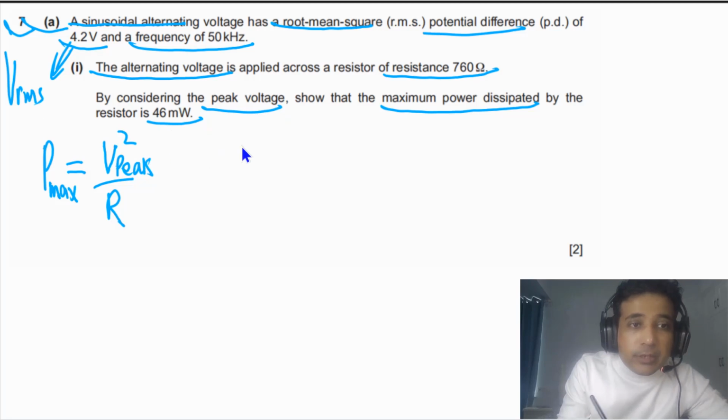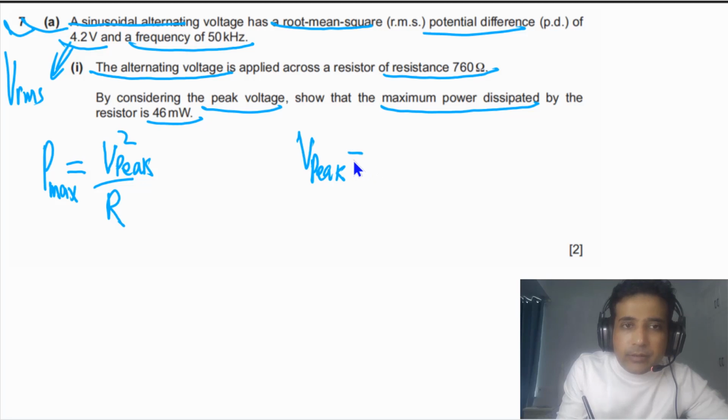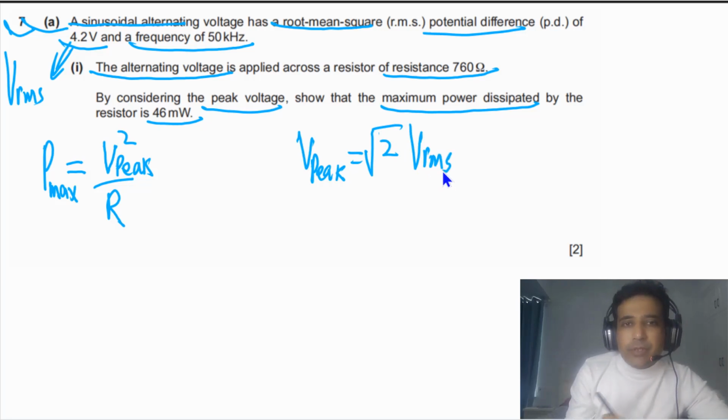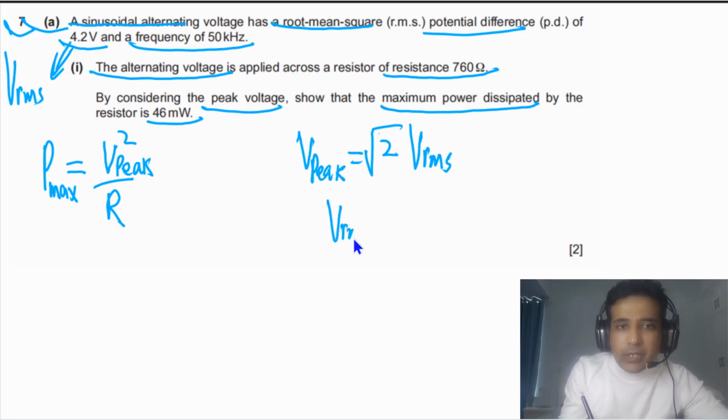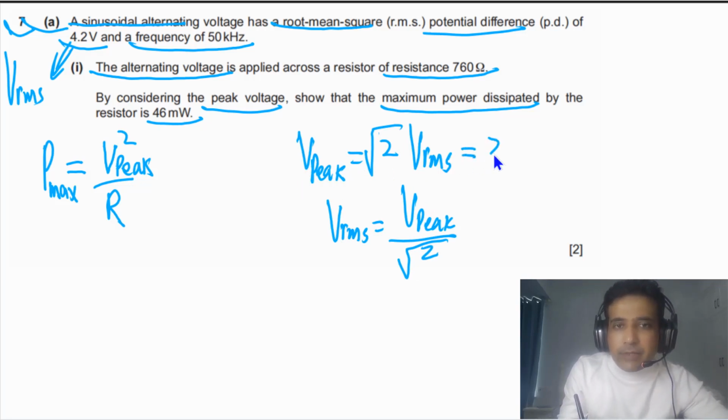Simply, we can write down the peak value: this will be equal to root 2 times V RMS. Most of the time, students just remember V RMS, so you can also write V RMS is equal to V peak divided by root 2. From here you can go back to V peak. We need to calculate V peak, and we have V RMS equal to 4.2. If you multiply this, you will get the answer 5.9 volts.